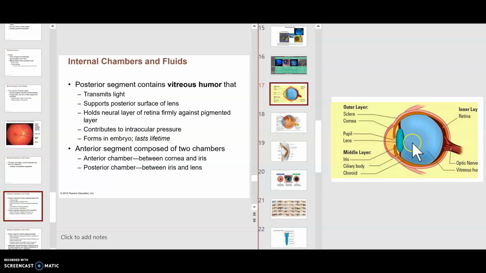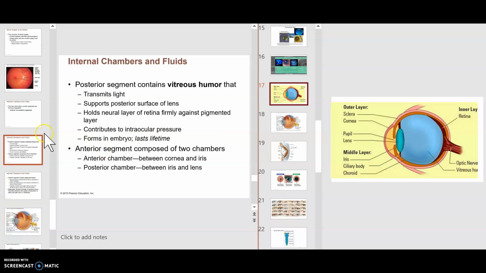So the posterior segment, which is back here, contains the vitreous humor, and it's very clear. It's jelly-like. It transmits light, supports the posterior surface of the lens, and holds the neural layer of the retina firmly against the pigmented layer. Remember, we talked about retinal detachment. It contributes to intraocular pressure, which has to do with maintaining the proper pressure in there, glaucoma, things of this nature. It forms during the embryonic period, and it lasts for a lifetime. It does not turn over.